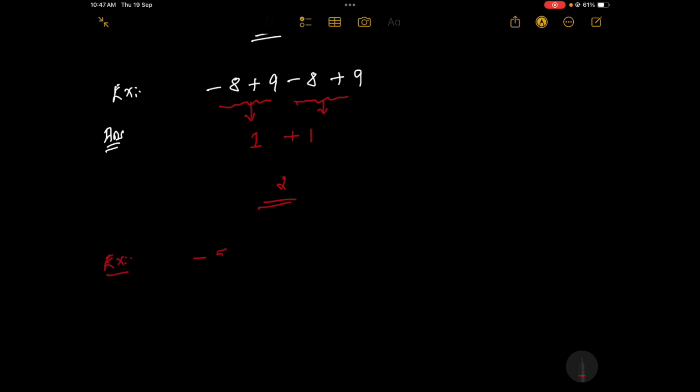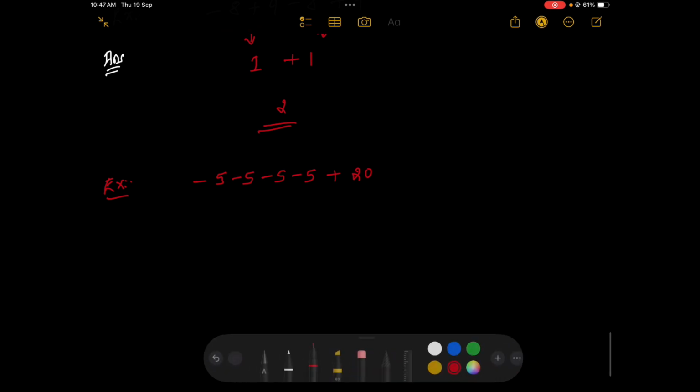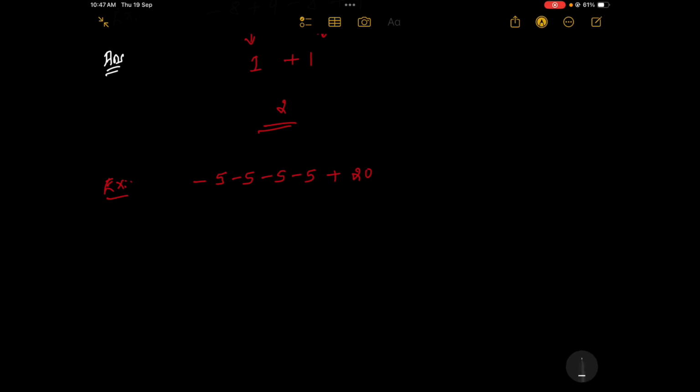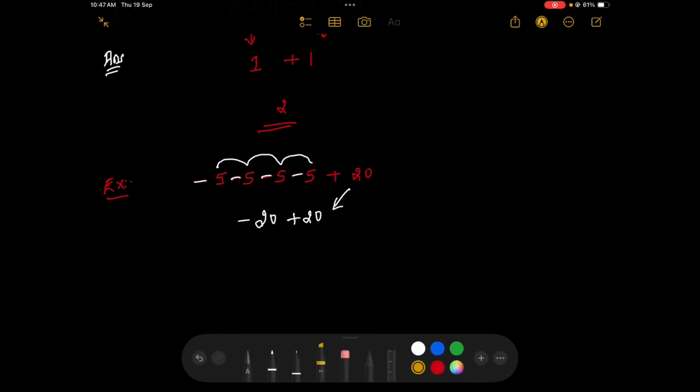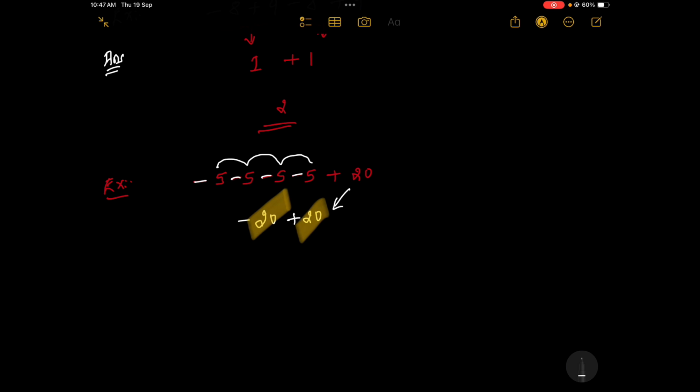Suppose I write minus 5, minus 5, minus 5, minus 5, plus 20. What is the answer? Minus 5, all are negative. What do we have to do? We have to add 5 plus 5, 10, 15, 20. Since all are negative, we get minus 20. And what is here now? Here we have plus 20. So minus 20 plus 20, we can cancel, and the result is 0.